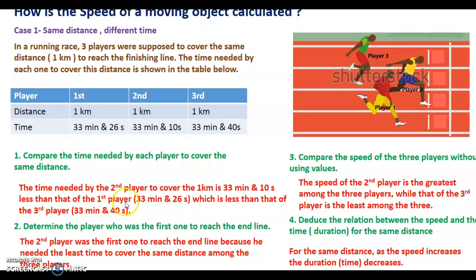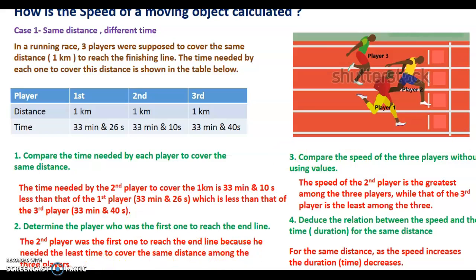So the second player was the first one. Why? Because he needed the least time to cover the same distance. So he reached there faster. So the second player was the first one to reach the end line because he needed the least time to cover the same distance among the 3 players.